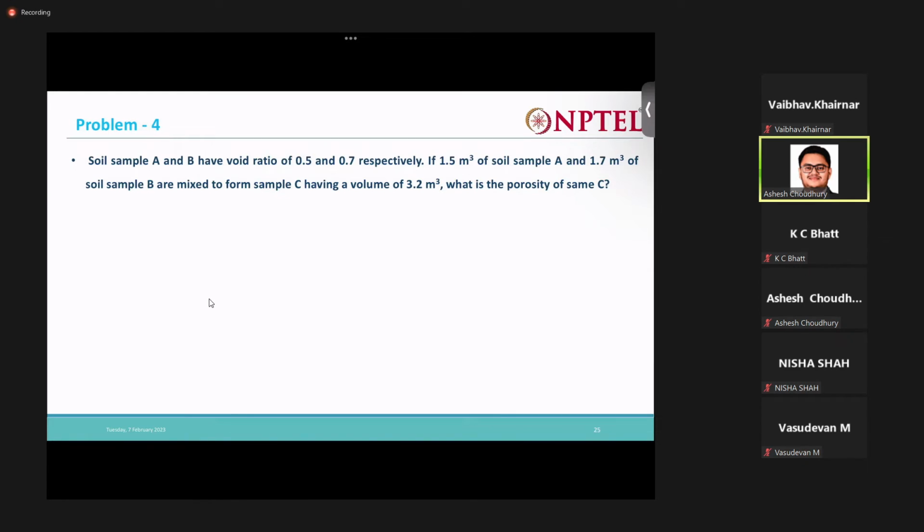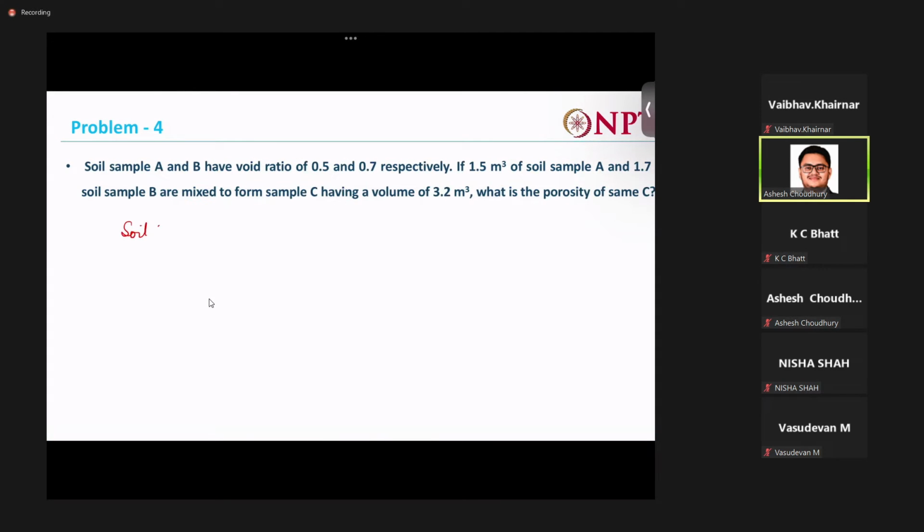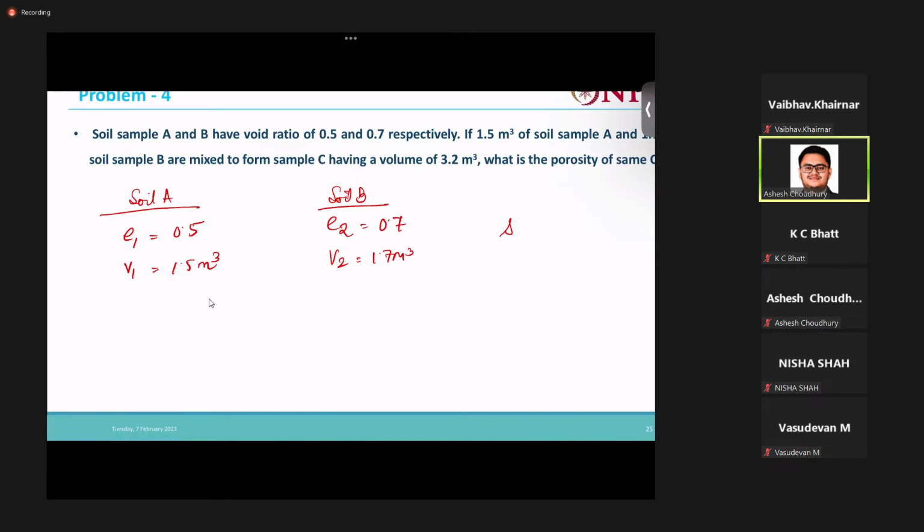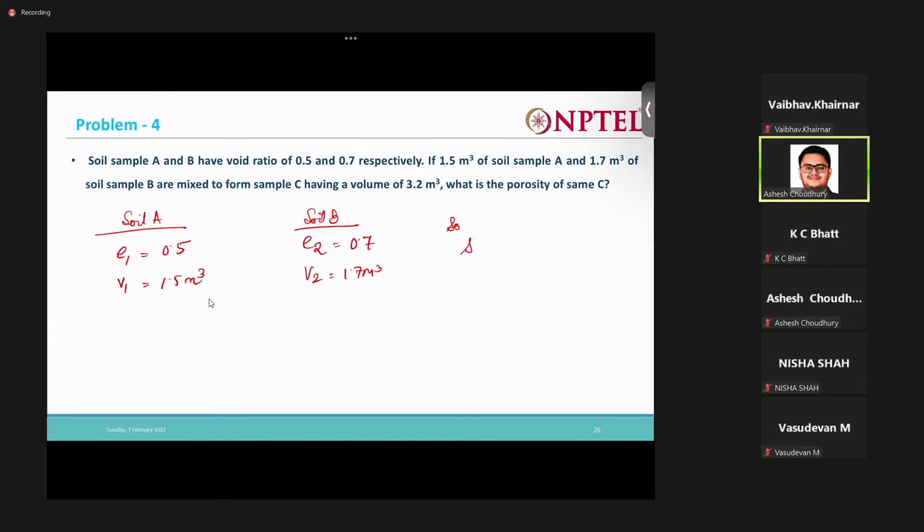So for soil A, we have our e1, the void ratio, which we are writing as 0.5. We have its volume as 1.5 meter cube. For soil B, we have its void ratio as 0.7 and the volume as 1.7 meter cube. And for soil C, we need to find out the void ratio. We know the volume, it's 3.2 meter cube, right?